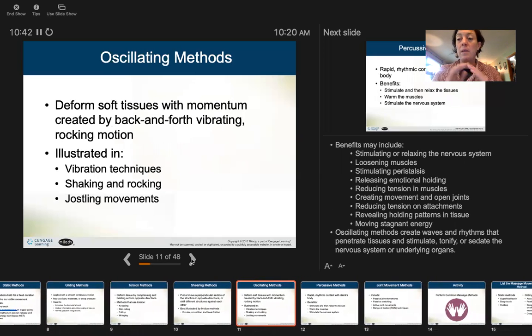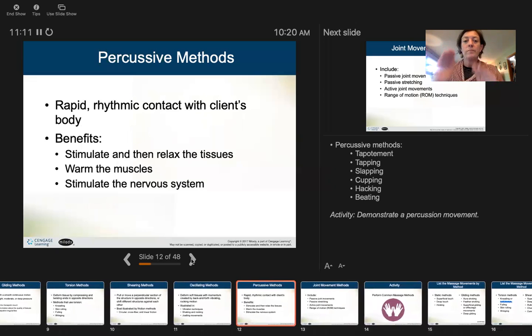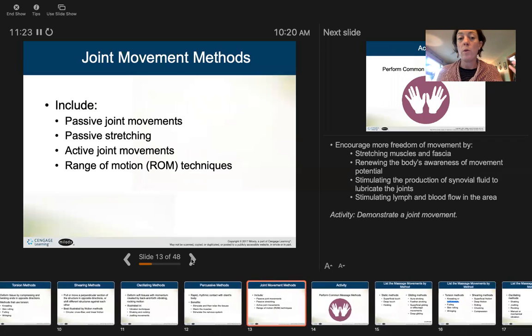Oscillating. So that's going to be vibration techniques, which is just what it sounds like. You really try to vibrate the muscle and to loosen it up. And you can also use tools for that. The shaking, when you grab a hold of a joint and shake the whole arm. Rocking is usually like the whole body. And then jostling is grabbing just the muscle that's tight and jiggling it. Percussive is your rhythmic contact, which is your tapping, slapping, cupping, hacking, and beating. Oh, so pleasant.